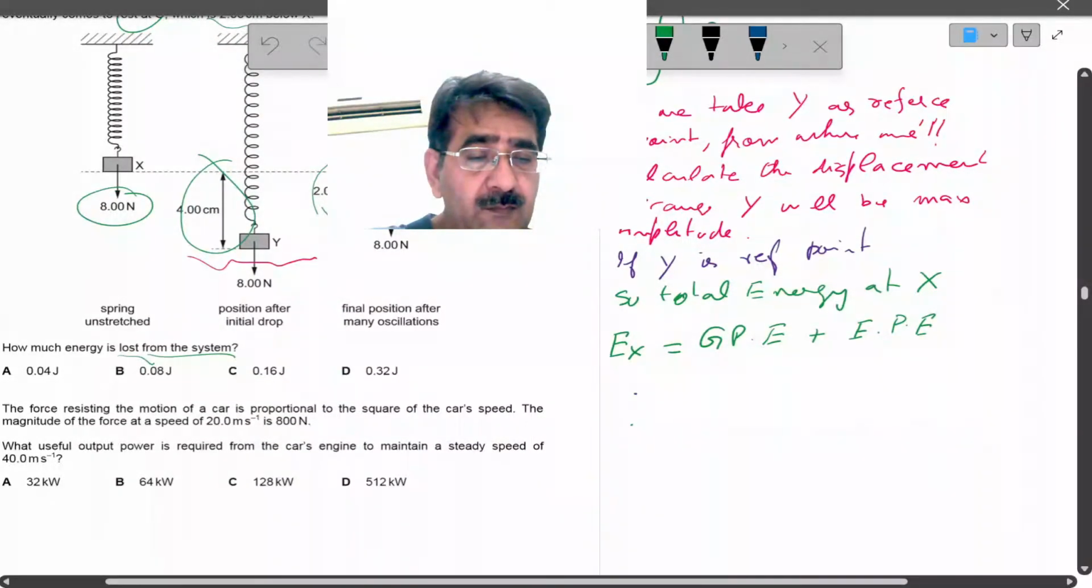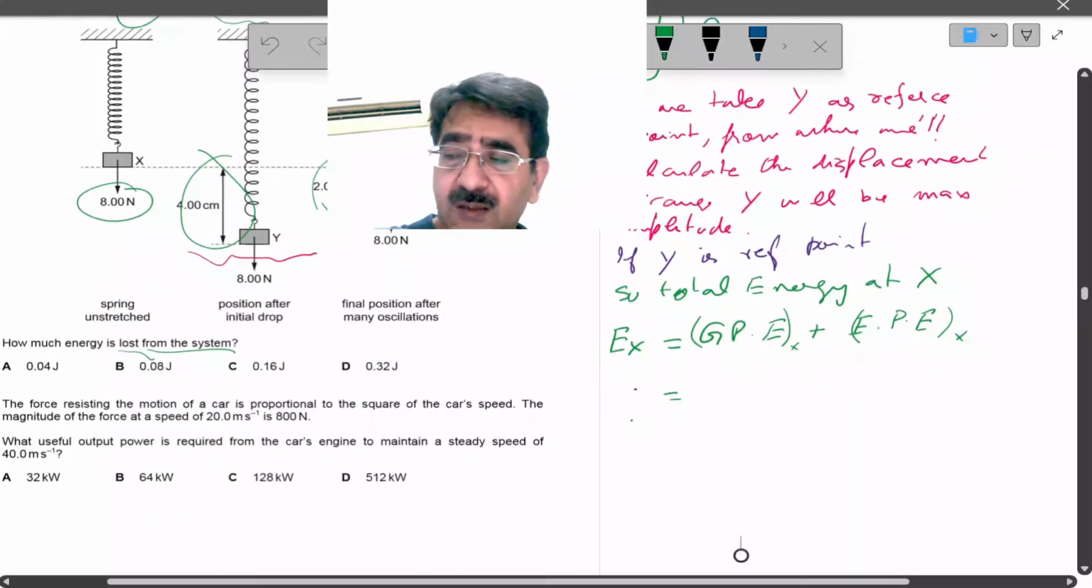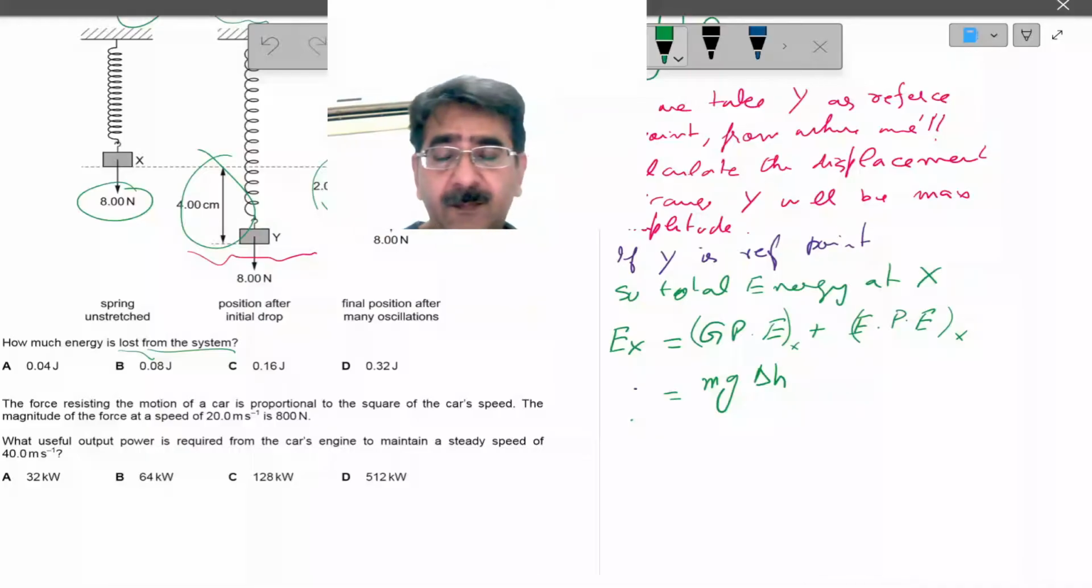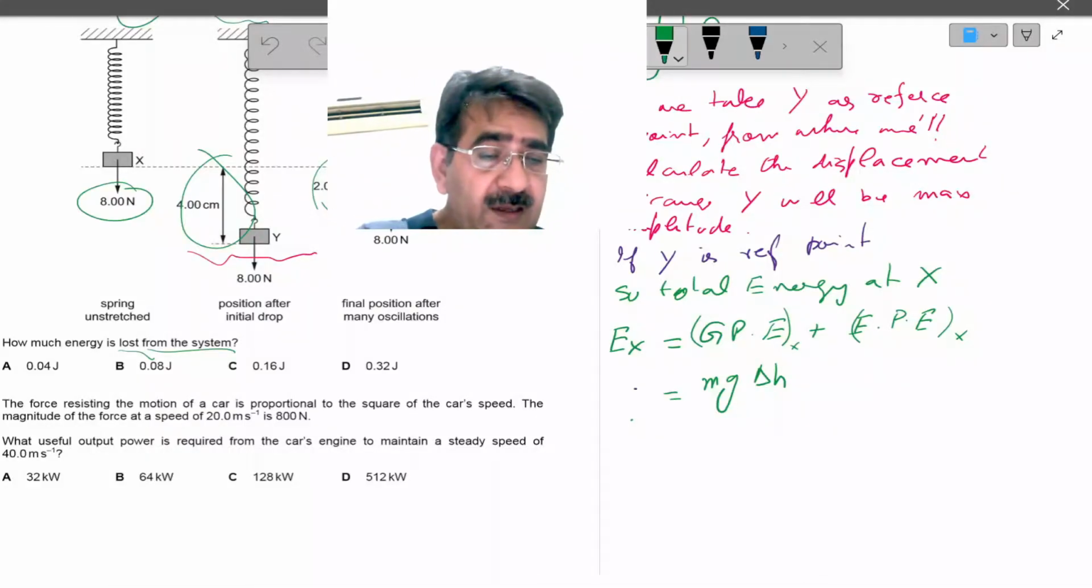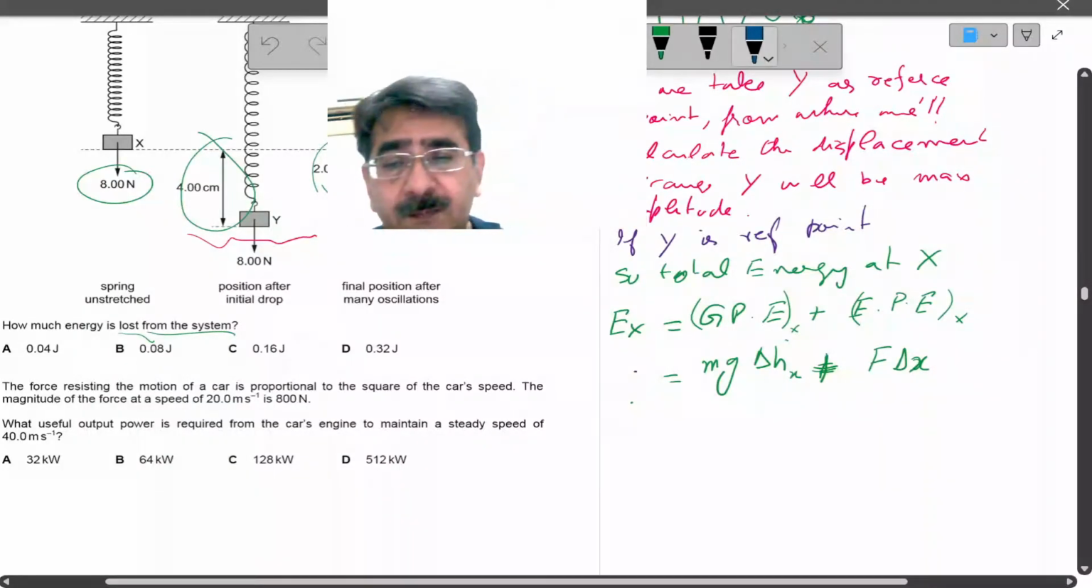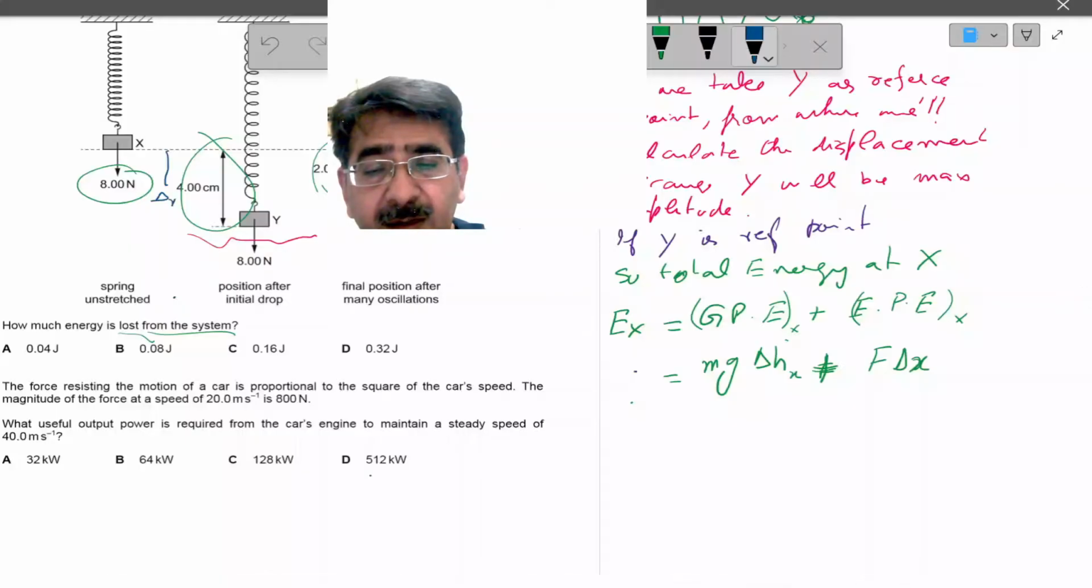Okay, both at x. Okay, and gravitational potential energy will be mg delta h, because we are considering, plus the kinetic energy, sorry, and f displacement, delta x. Okay, the maximum delta x will be equal to 4 centimeter.